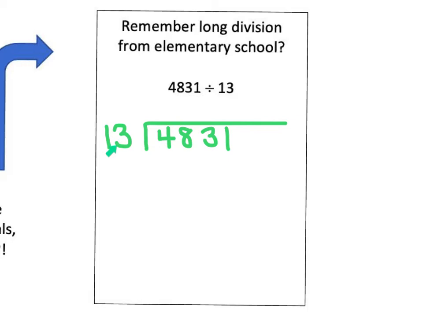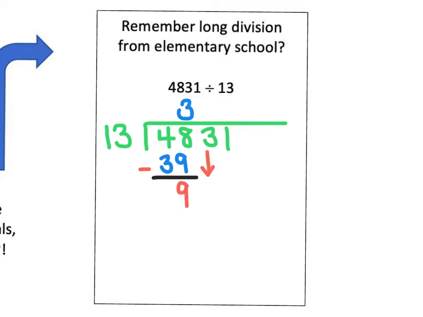And you begin by asking yourself, does 13 go into 4? No. Does 13 go into 48? Yes. How many times? Well, 13 times 3 is 39, times 4 is 52, so I'm going to say that it goes in 3 times, and I write that directly above the 8. Then I multiply. 39. Then I subtract. 48 minus 39 is 9.